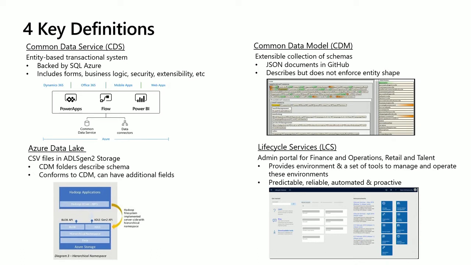The third definition that you need to know is the Azure Data Lake. This is slightly orthogonal to this topic, but it is still worth understanding what this Azure Data Lake story means for you. It is represented as CSV files in ADLS Gen 2 storage. F&O has 2 types of data, transactional data and analytical data. Analytical data goes into Azure Data Lake through trickle feed. That's why you need to know this definition.